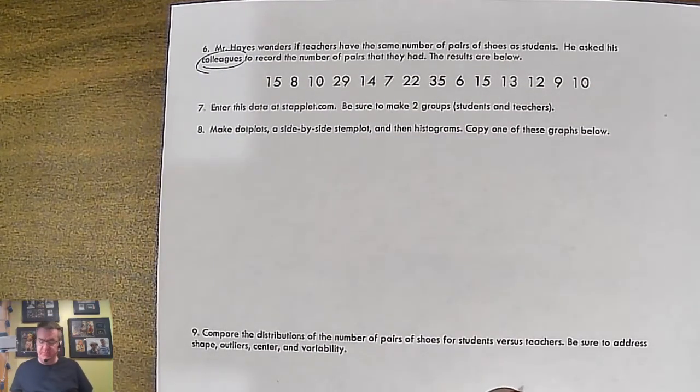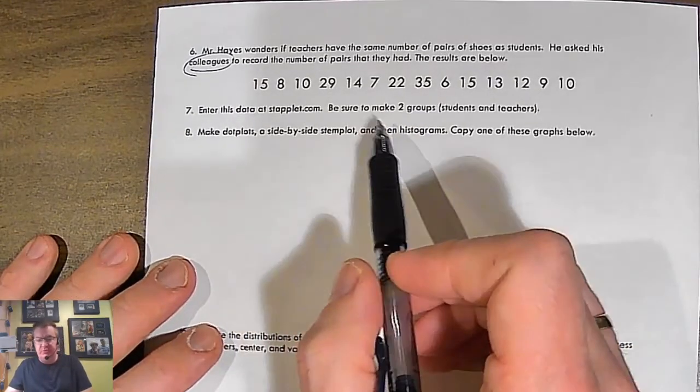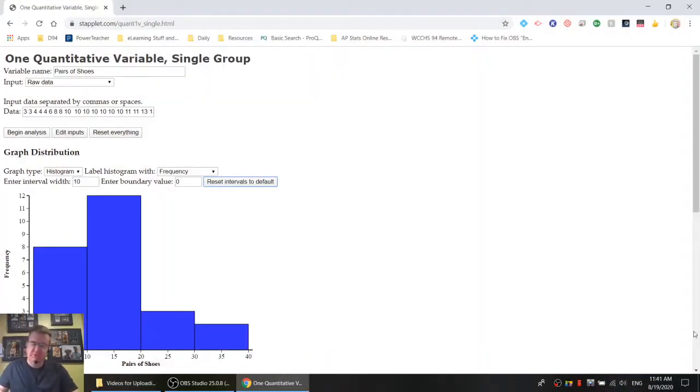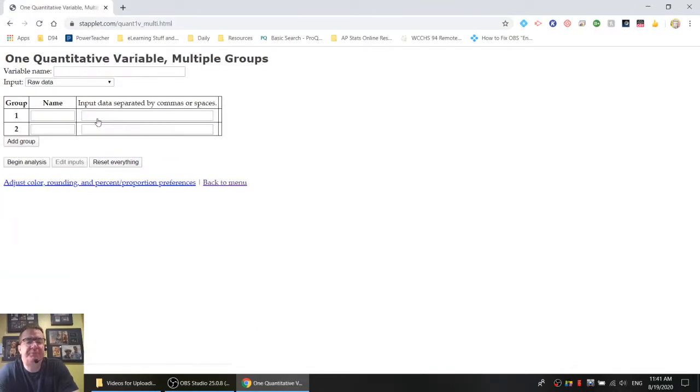The results are below. So now here, this is when we go into Statflet, you're going to have two different groups set up. Okay, so for that, we're going to go back to the original. Boom. And we're going to say multiple groups. It's a variable name, pairs of shoes.